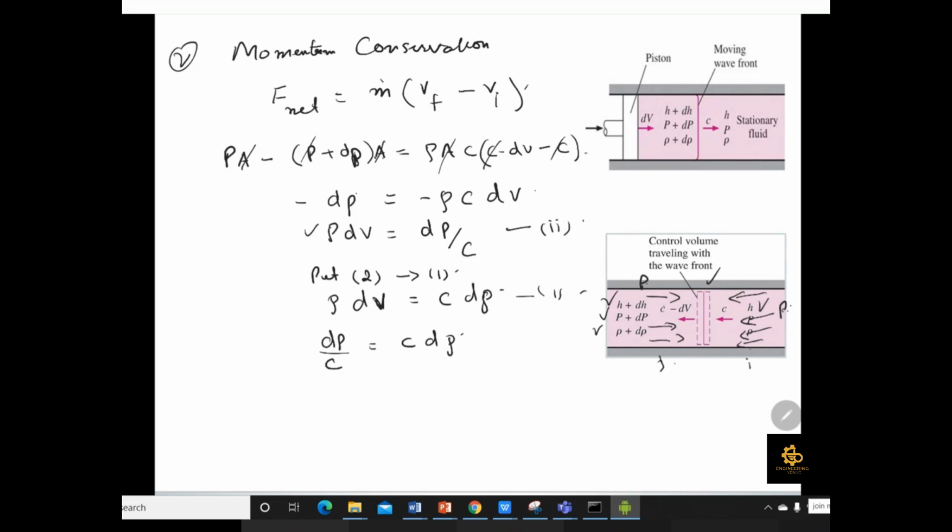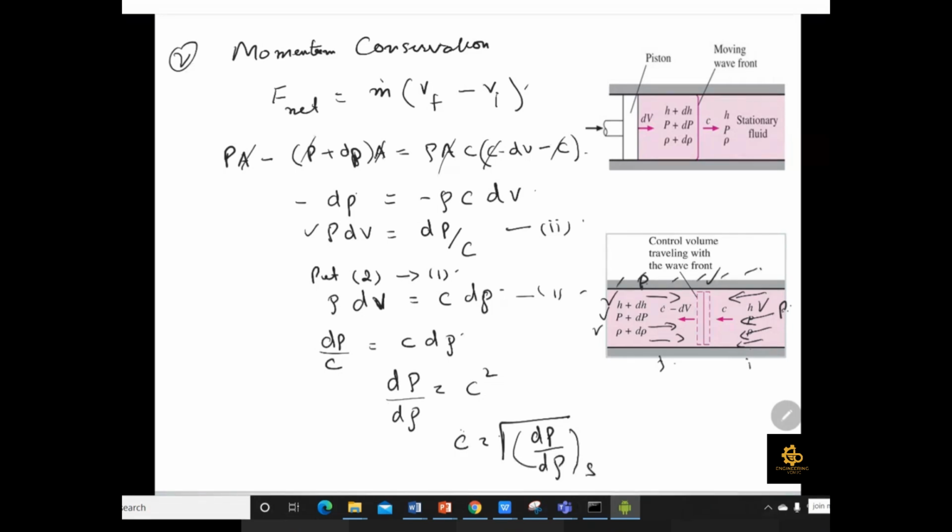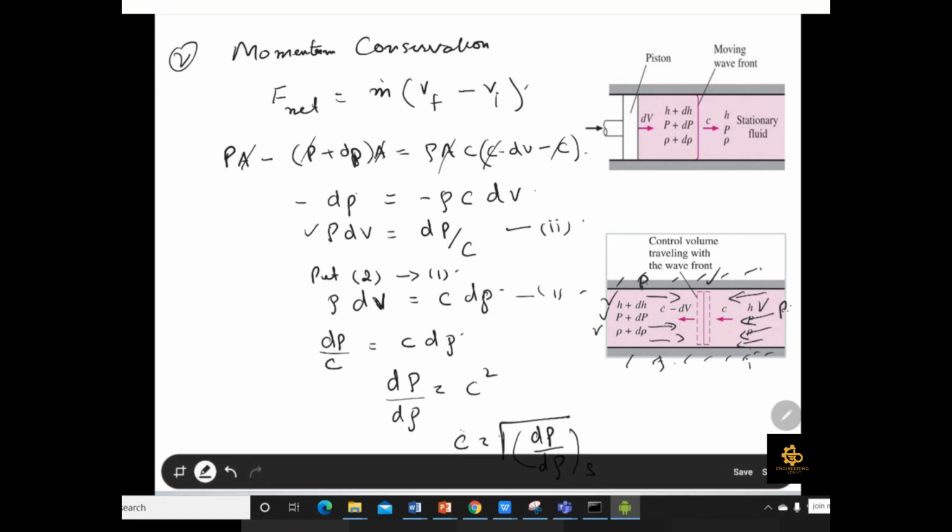dP by C is equal to C d rho. Now this is my equation for the further analysis: dP by d rho is equal to C squared, and from here we can say C is equal to the square root of dP by d rho. It is for the isentropic condition, because we are assuming that this cylinder is insulated and there is no heat, so this is an adiabatic process, Q is equal to 0, and that's why we call it isentropic and reversible.